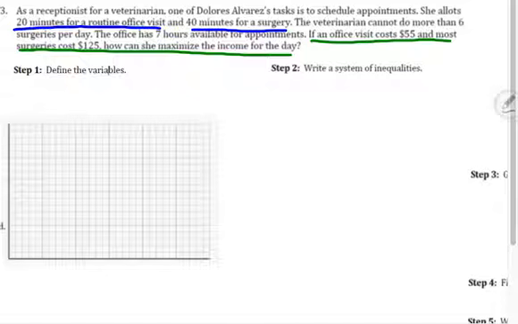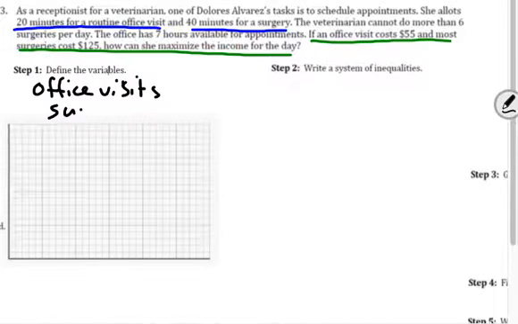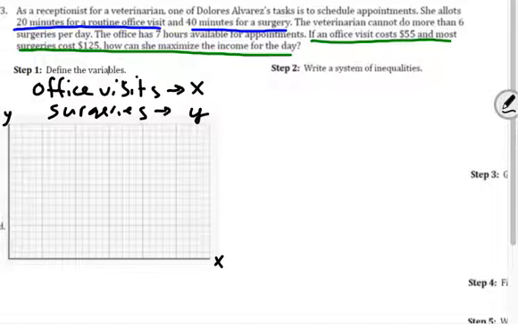Okay, the two things they talk about are office visits and surgeries. We'll call the number of office visits X, so that's going to be on the X-axis over here. And the number of surgeries Y, and that'll be on the Y-axis over here. Okay? Write a system of inequalities.